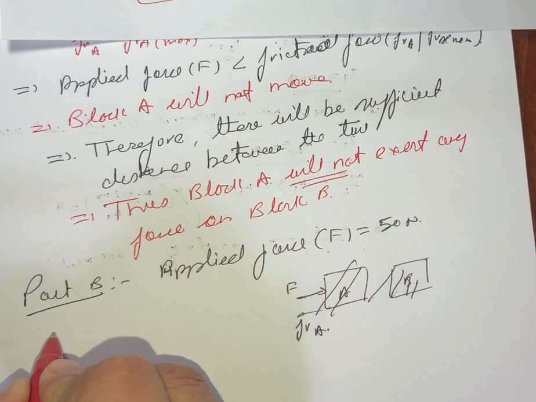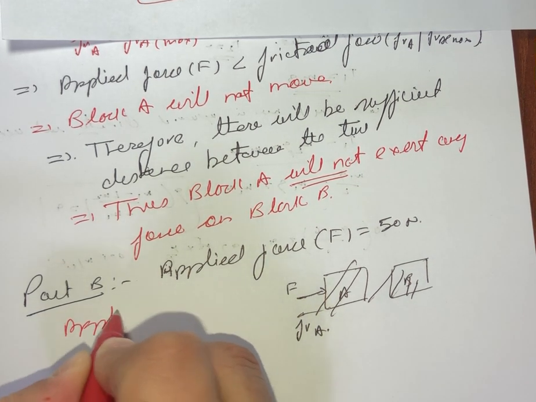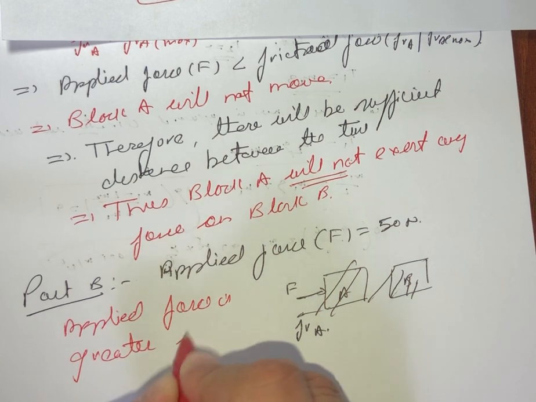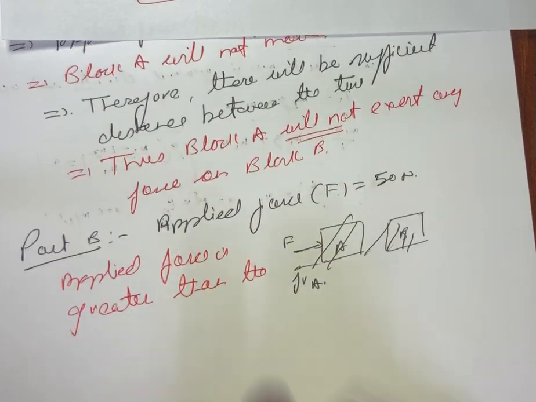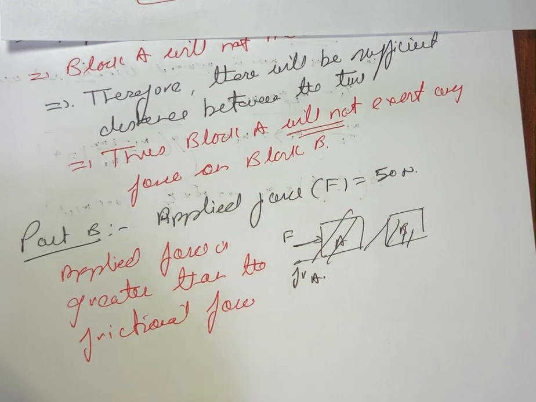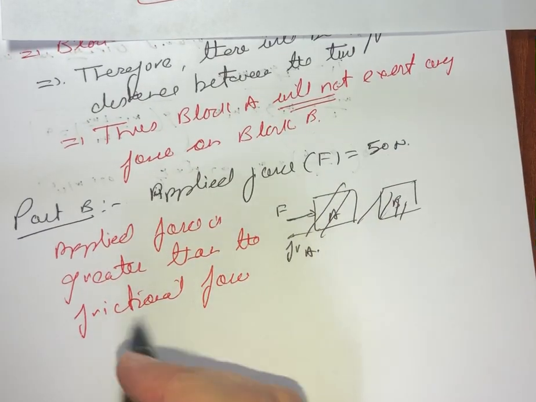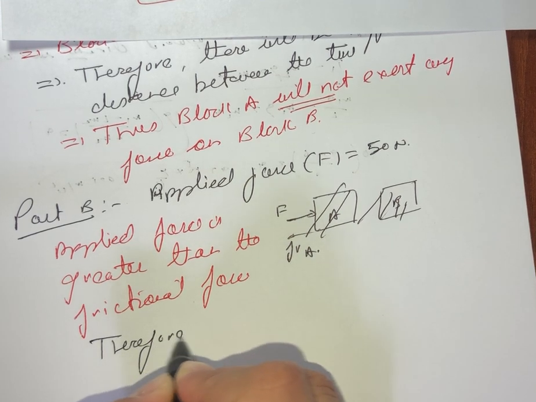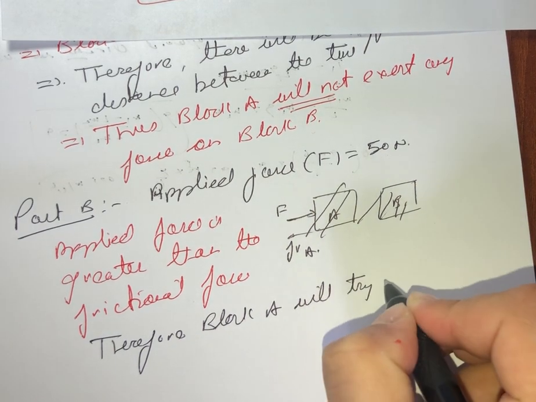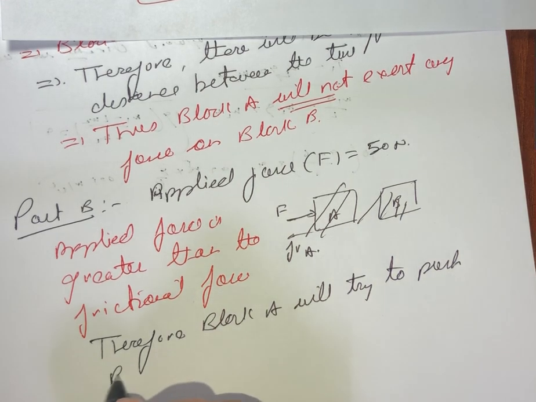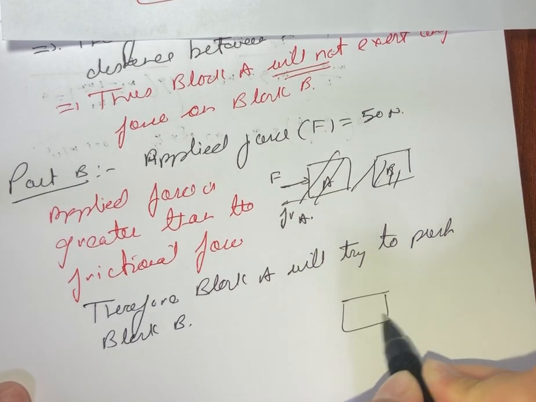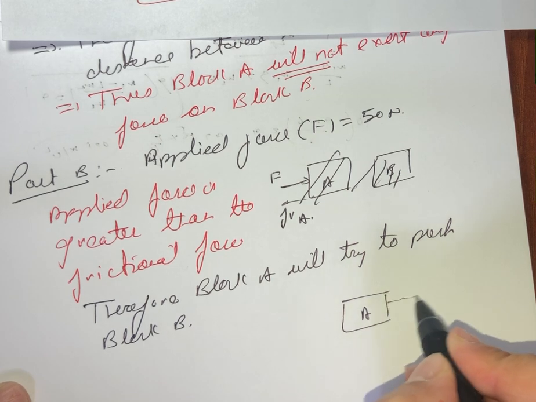Here we can say applied force is greater than the frictional force, therefore block A will try to push block B. So under this condition, this is block A and this is block B.